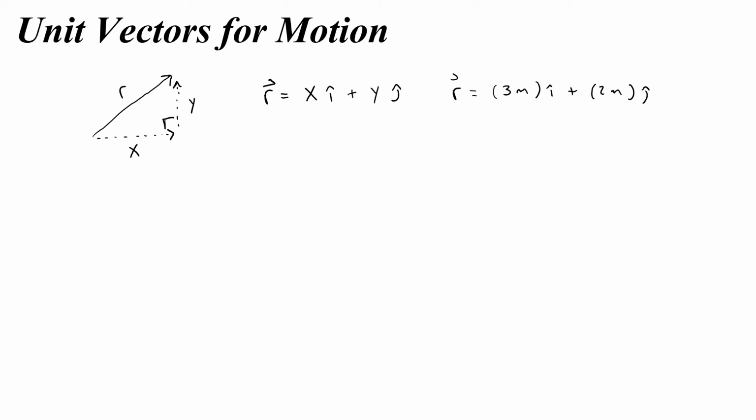Now, it gets kind of tedious writing out the unit that way for each of the components. So it's common for people in physics to put the unit on the outside and to use square brackets. 3i plus 2j. So to use square brackets for the whole vector and then put the unit on the outside, just like that.